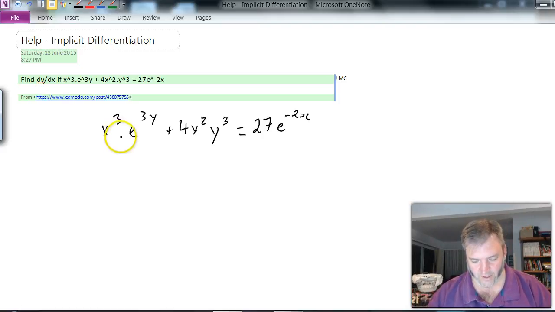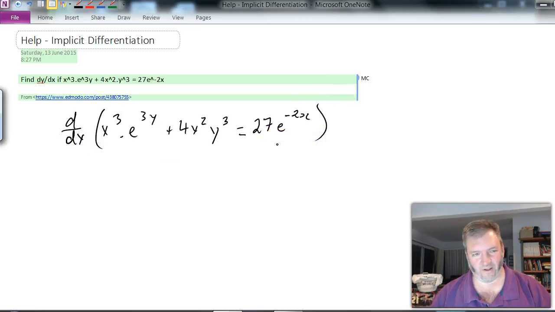So first term here, I have a product. I've got x cubed and I've got e to the power of 3y. So let's do the product rule on that. The derivative of the first one, d/dx of that, we can find. Remember, that's what we're doing. We're finding d/dx of every term. It's nice if you can write it on either side, but that's fine for that sort of notation as well. So d/dx of x cubed is 3x squared, and I'll leave the second bit alone, e to the 3y.